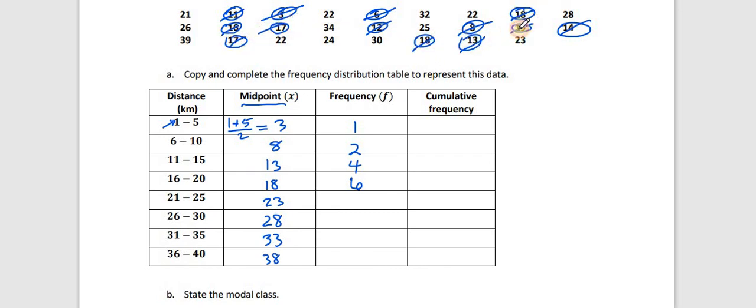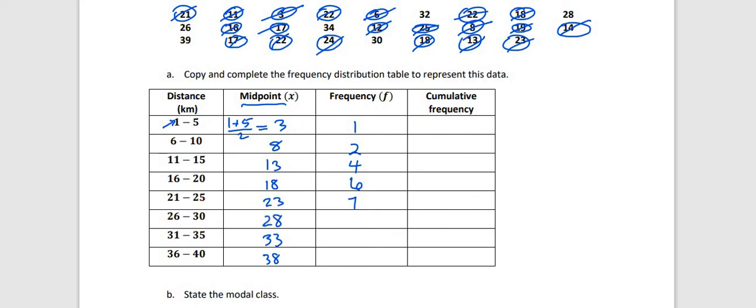Okay, 21 to 25. How many do we have? 4, 5, 6. Looks like 7. 7, you count. Yeah, 7. If you cross it out, can you use it again? No, because they only fall in one category. You only want the person between these, right? They won't be able to appear in another category.